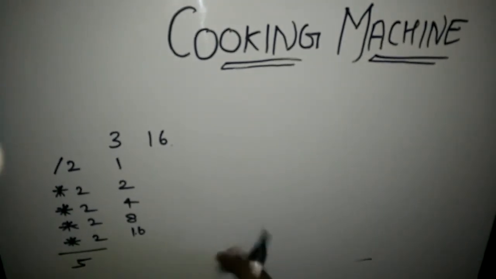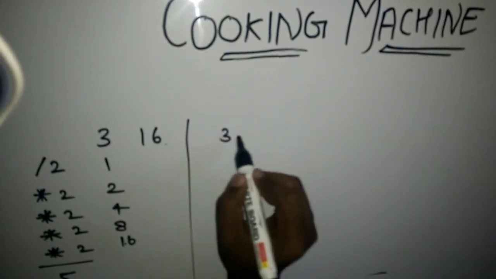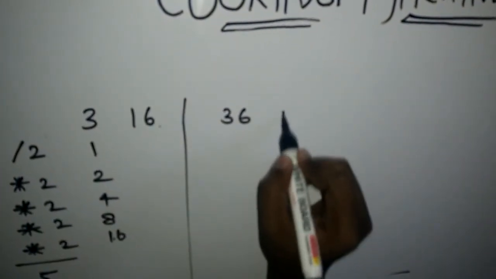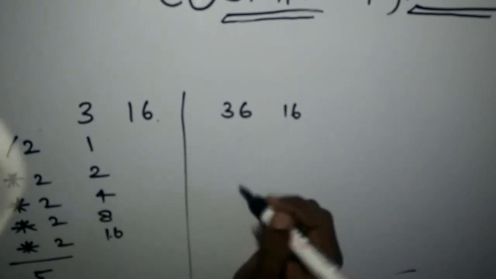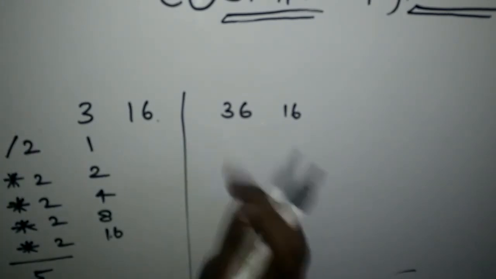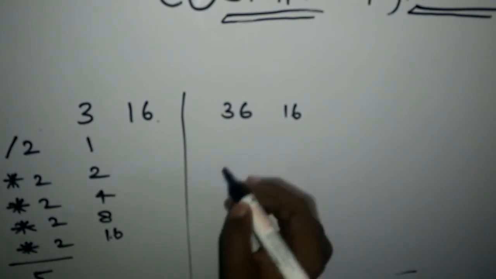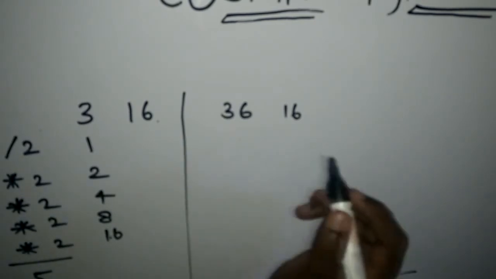Let's take another example. Let's take the actual setting as 36 and the desired setting as 16. Now we check if the actual setting is a power of 2 or not. So 36 is definitely not a power of 2. Hence, according to our logic, we have to divide it until we make it a power of 2.